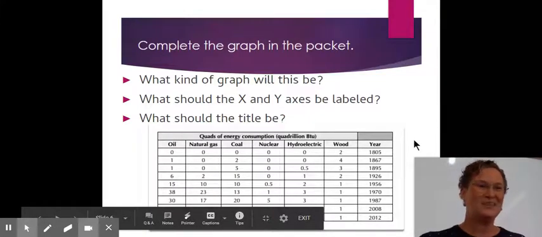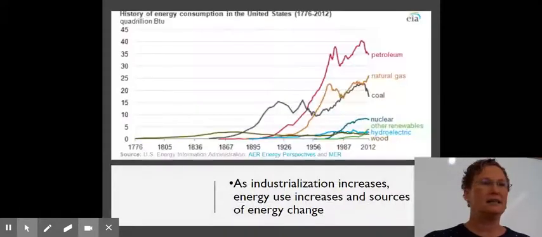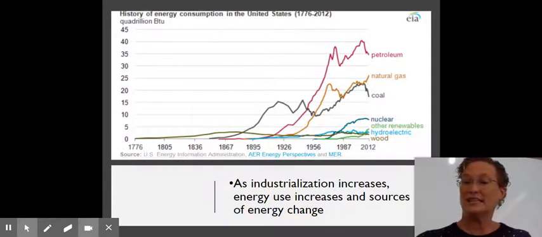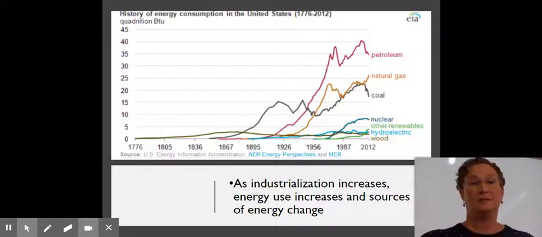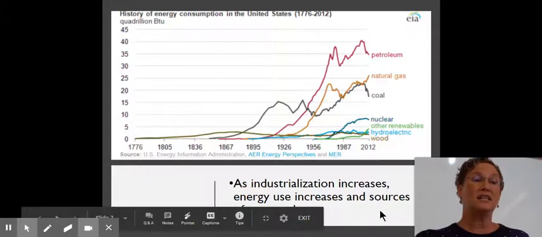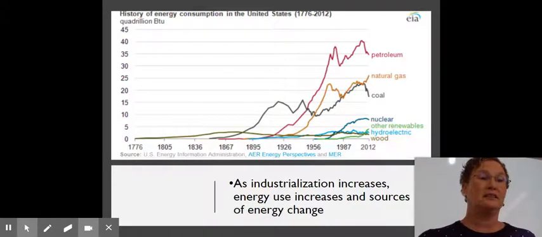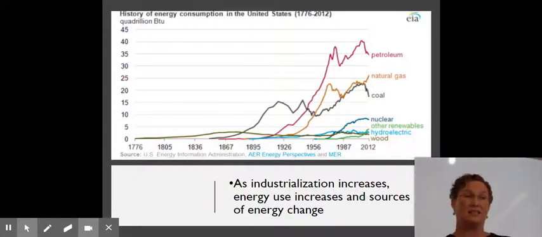All right. So now that you've paused, here is the answer. So like I said, you don't have to have it drawn in perfectly, but you can just get this idea. Now you could cut and paste this from the lecture, or you could just sketch it in, okay? So as industrialization increases, the energy use increases and the sources of energy change.